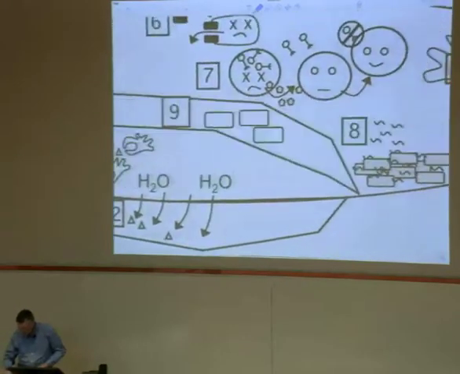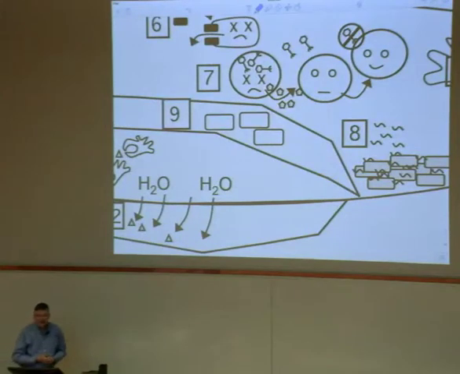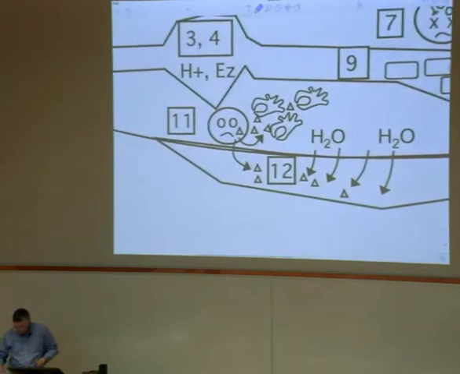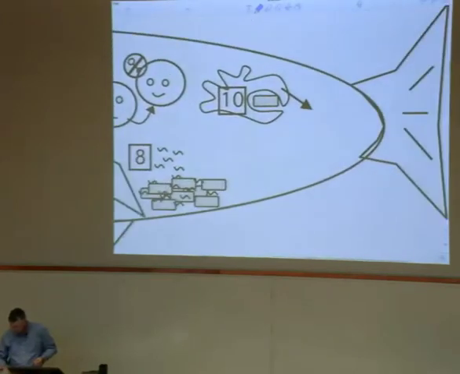Where'd number 9 go? Okay, what's number 9? Okay, gut flora. So competing gut flora. Bacteria that are not harmful, that are competing with whatever else is in there, with invaders. Number 10, where'd number 10 go?